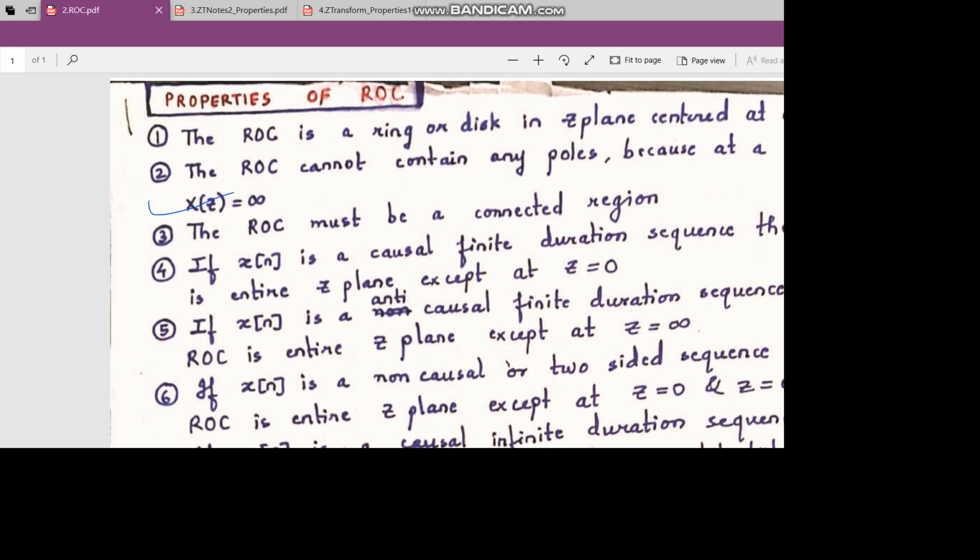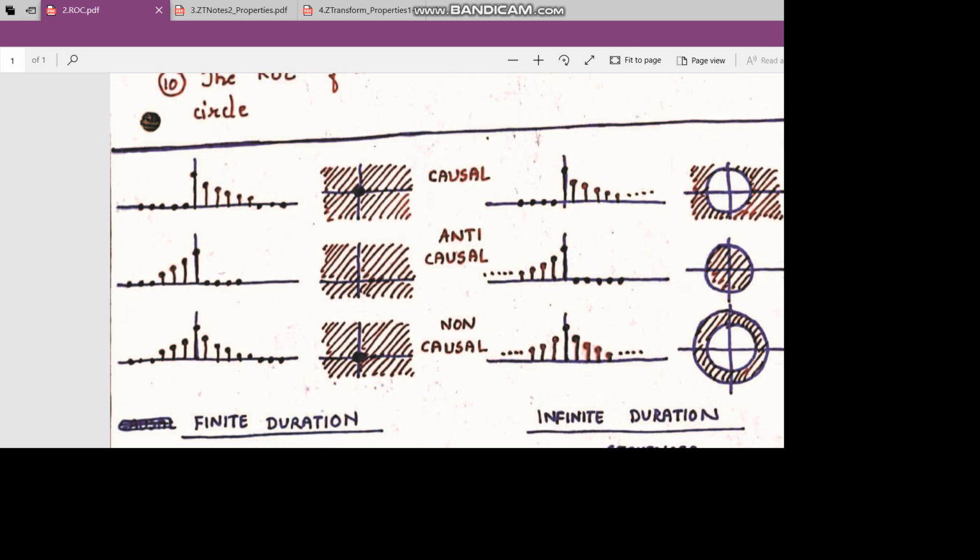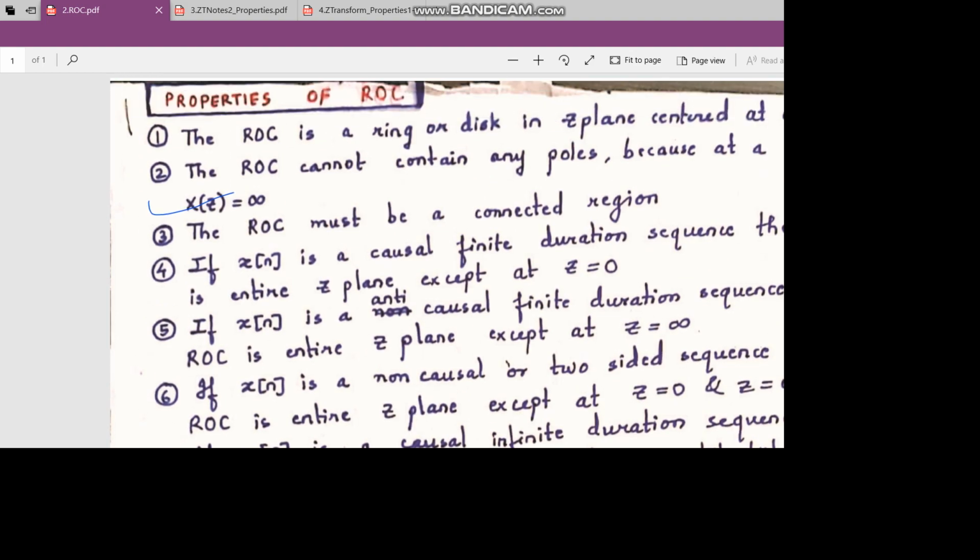The ROC has to be a connected region. We cannot have a break. Like if I am drawing this entire ring, I cannot have a break here in between. It has to be a complete connected region. I cannot have some part omitted like this. That is the meaning: ROC has to be a connected region.